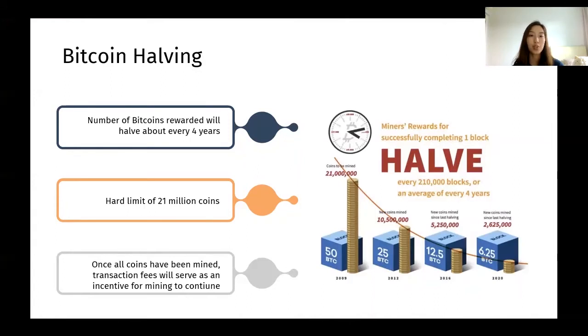And miners also choose which transactions to bundle in a block, so fees of a varying amount are added by the sender as an incentive. So once all the Bitcoins have been mined, these fees will continue as an incentive for mining to continue. And this is needed as it provides the infrastructure of the Bitcoin network.